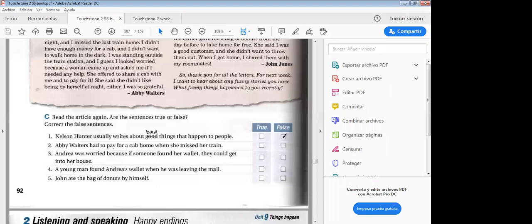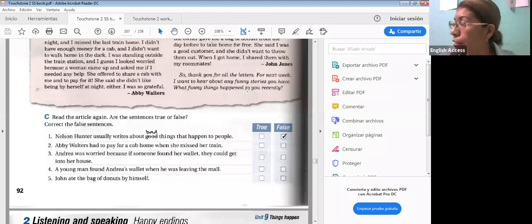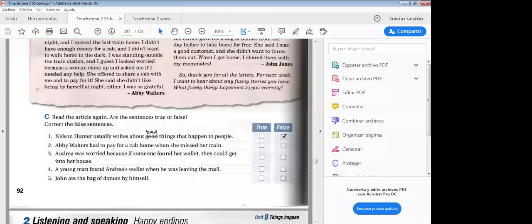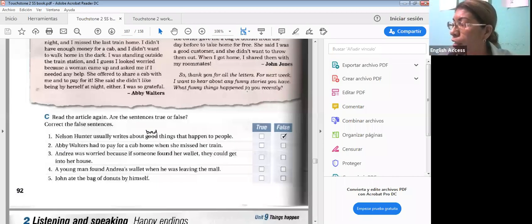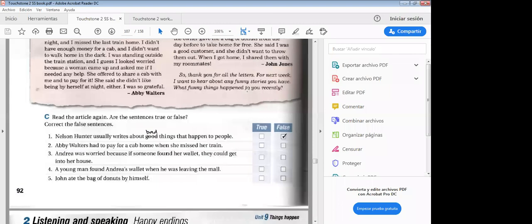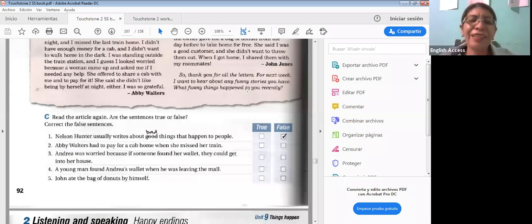Andrea was worried because if someone found her wallet, they could get into her house. It's true. Correct. Number 4, Luis. A young man found Andrea's wallet when he was leaving the mall. It's false. And the truth is, a young man found Andrea's wallet when he was walking into the mall. Correct. Okay. And number 5, Jesus.